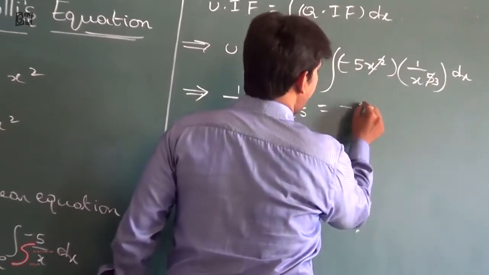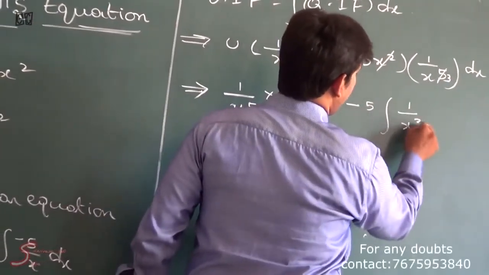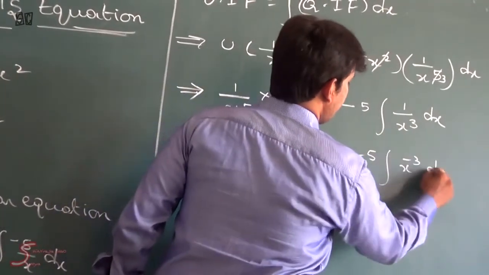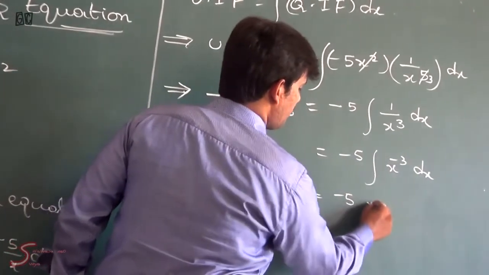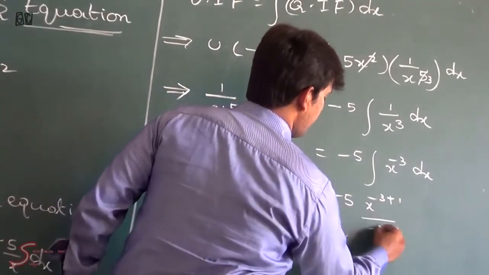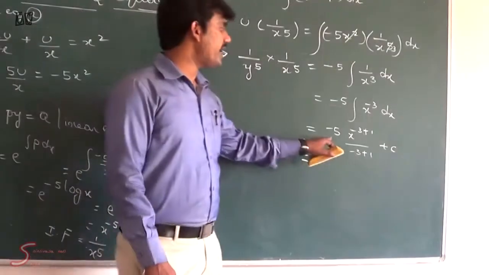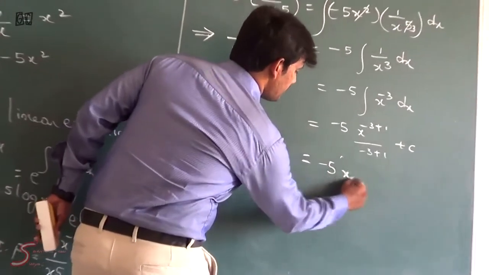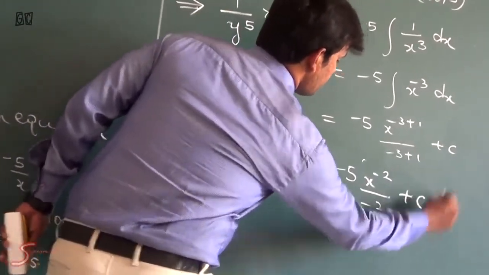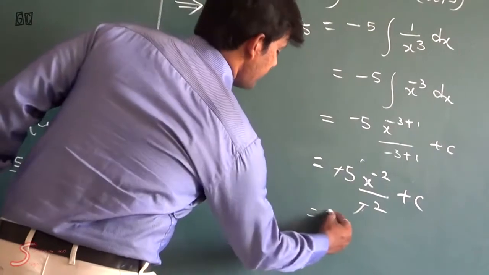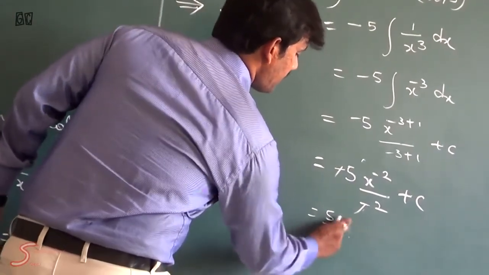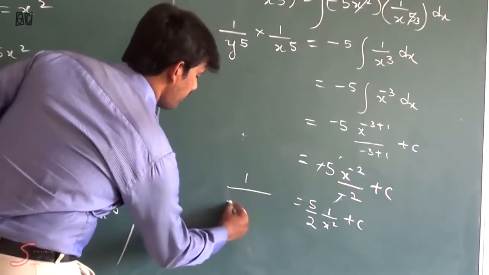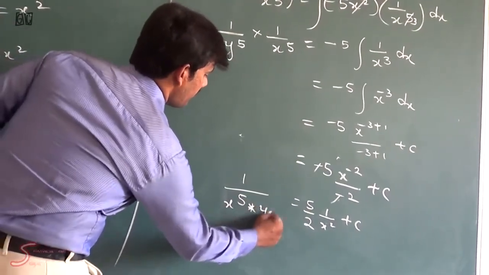We have 3 terms, so minus 5 is taken out from the integral 1 by x cube dx. That is minus 5 integral x power minus 3 dx, which is minus 5 times x power minus 3 plus 1 by minus 3 plus 1, plus c. That is minus 5 into x power minus 2 by minus 2 plus c. So minus and minus get cancelled. That equals 5 by 2 into x power minus 2, which can be written as 1 by x square, plus c. This is all about 1 by x power 5 into y power 5.